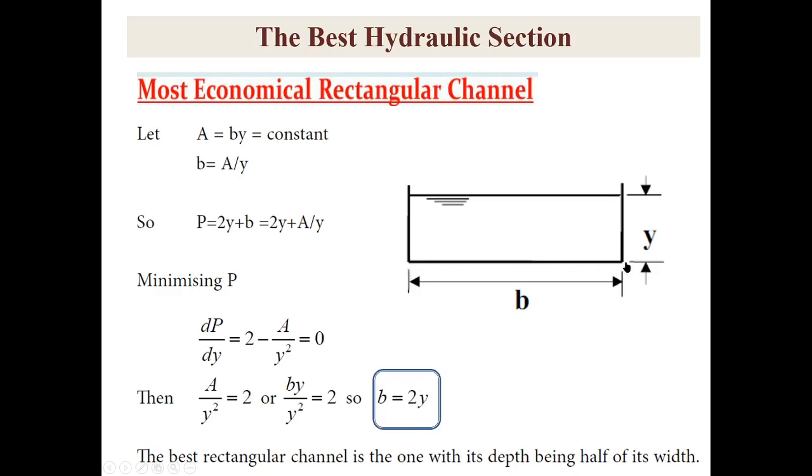When the bottom width is 2 times greater than the water depth, this cross-section is the most economical cross-section for rectangular channels. From here, with respect to the definition of the wetted parameter, we can also find the value of the wetted parameter for the best cross section. So when b equals 2y, you can replace b equals 2y here in the wetted parameter. Therefore, P should be 2y plus 2y, and consequently the wetted parameter equals 4y, or the wetted parameter equals 4 times the flow depth in the best economical cross section.